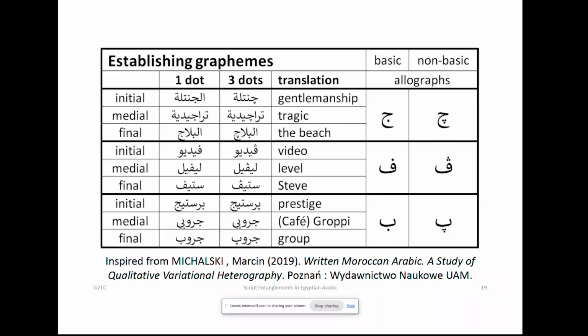The proposed result is therefore a table of three graphemes, where for each, the one-dot graph is the basic allograph, and the three-dot graph is an auxiliary allograph. The entanglement between the Perso-Arabic alphabet and the Arabic alphabet does not mean yet that new graphemes have been adopted, even in a more receptive approach, which is that of Egyptian Arabic, and it is thus quite a loose relationship.